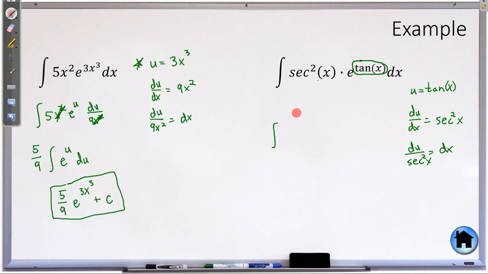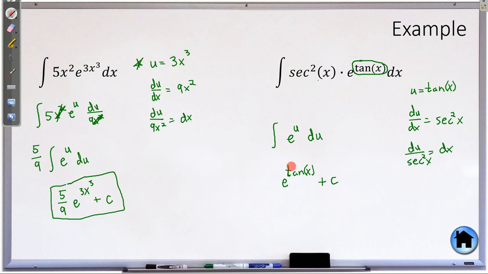And it'd be kind of nice. Why don't we shorten this? Do that in your head. So the secant squareds will cancel. We'll have e to the u du left over. And so that antiderivative, oops, I don't need the integral symbol anymore, will simply be e to the u, which u is tangent, so we'll just turn that into e to the tangent x. And don't forget your plus c.